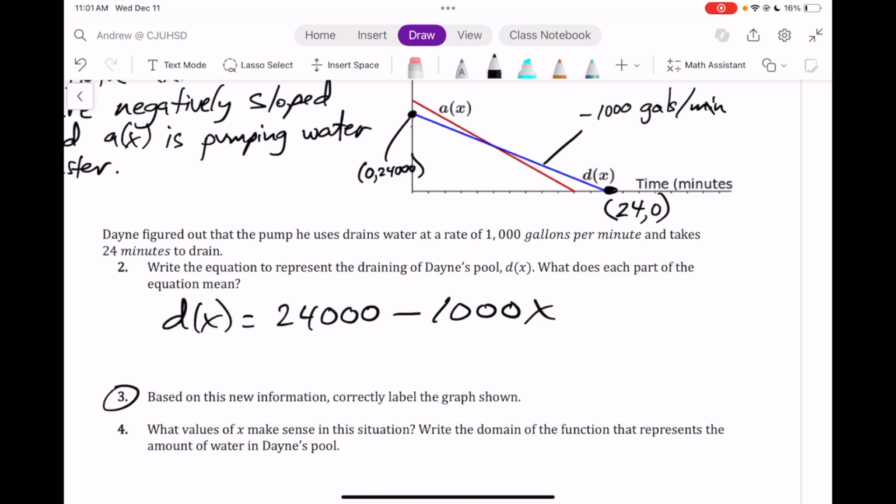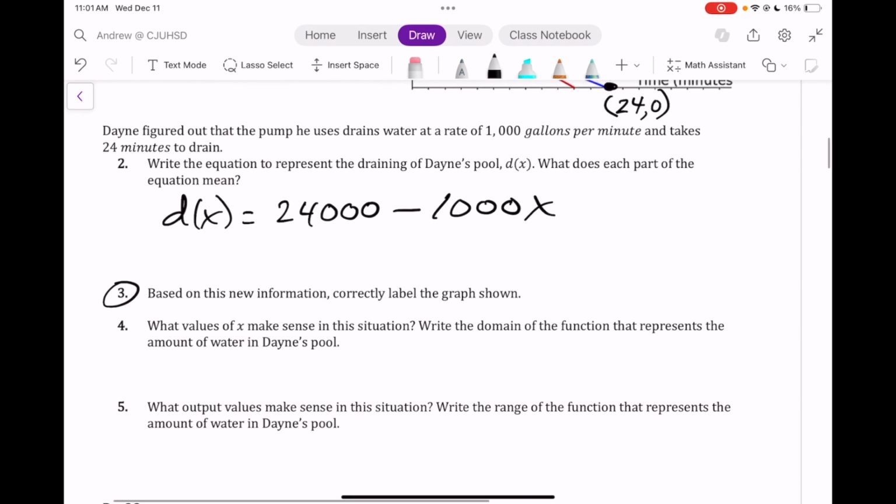Okay, number 3, we've basically done. Number 4, what values of x make sense? In other words, what's the domain? The domain is 0 to 24 minutes. And the output, the range, would be from 0 to 24,000.